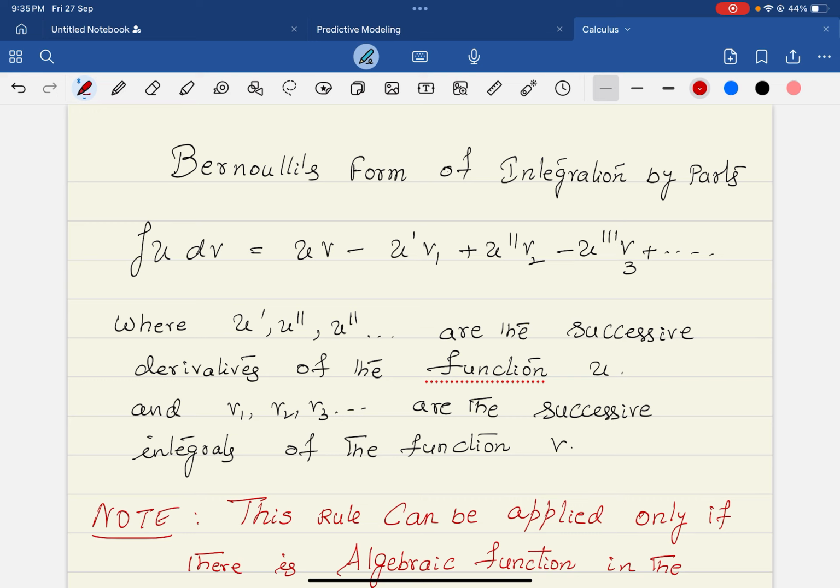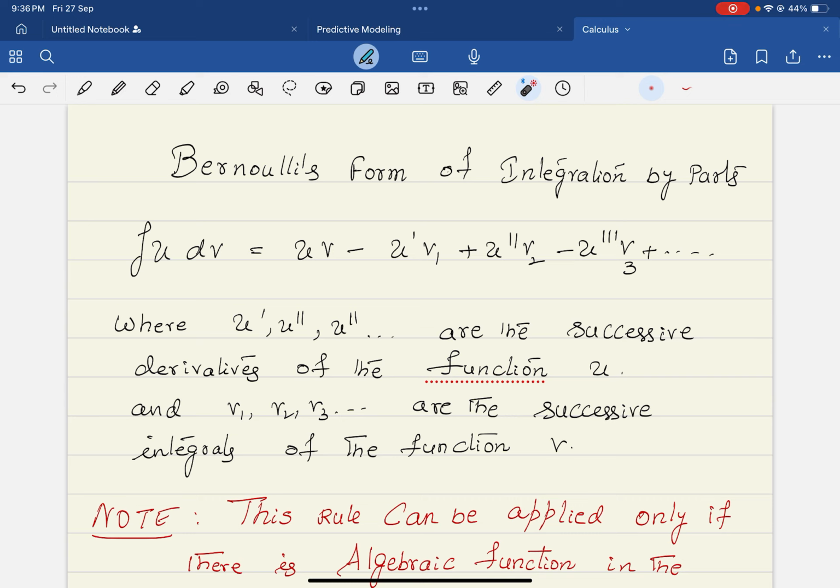So now, in this, what we do is, integral u dv is the same formula, but we write it in a shortcut way. That is uv minus u dash v1 plus u double dash v2 minus u triple dash v3 and so on. What are these u dash, u double dash? These are the successive derivatives of the function u, whereas v1, v2, v3 are the successive integrals of the function v.